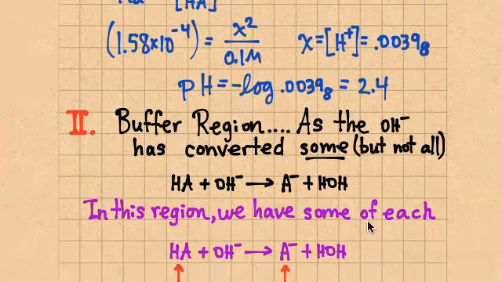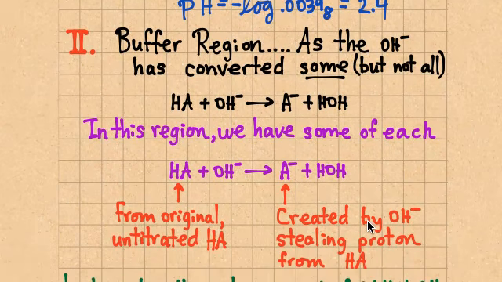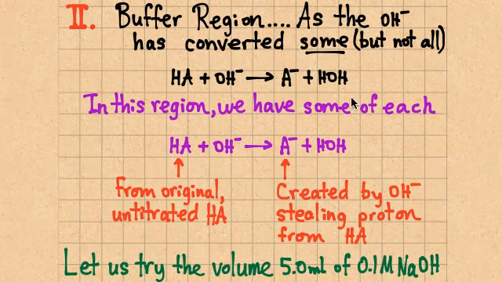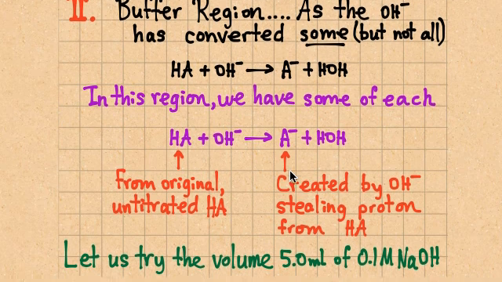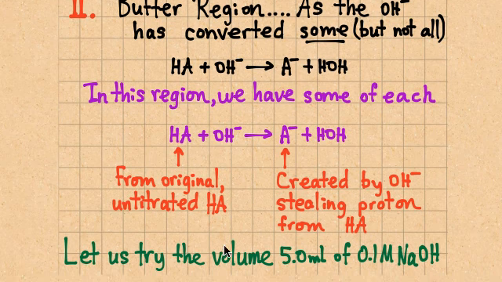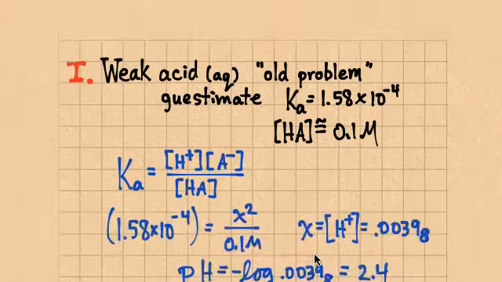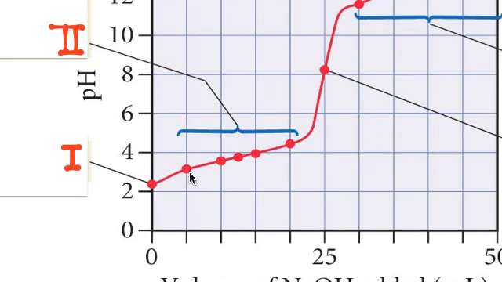But the buffer region, you've also seen before, but you haven't seen it phrased in this context. As the OH minus converts some, but not all, of the original weak acid to its conjugate base, I have some of this remaining, but I have created some of this. Let's say that I've titrated a little bit of this to create some of this, and I'm just going to say 5 milliliters of 0.1 molar NaOH. So I'm talking right here. What's the pH right here?